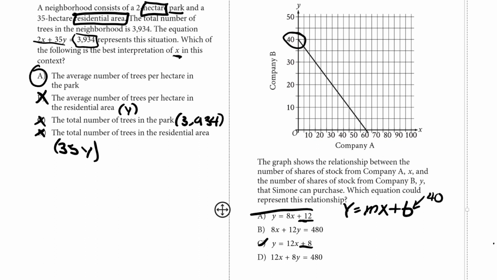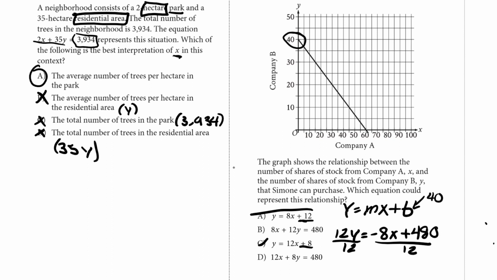If we do that for B, first we have to subtract 8x on both sides. That will give us 12y equals negative 8x plus 480. And if we divide everything by 12, we will get y equals negative 2 over 3 x plus 40. This matches the y-intercept that we got.